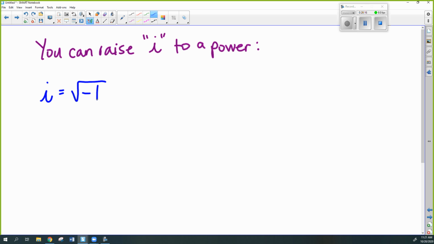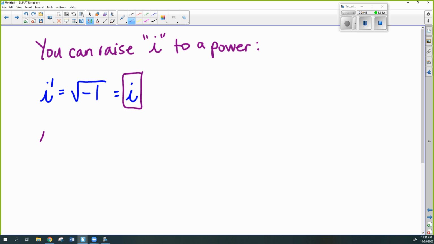So if you just have i to the first, the answer is just i, okay? So I'm going to change that to that, and then, whoop. All right, and the reason I'm doing this is because we're going to see a pattern in a minute, okay? So i to the first, that comes from the square root of -1, and that can't be simplified anymore. It's just i, okay?